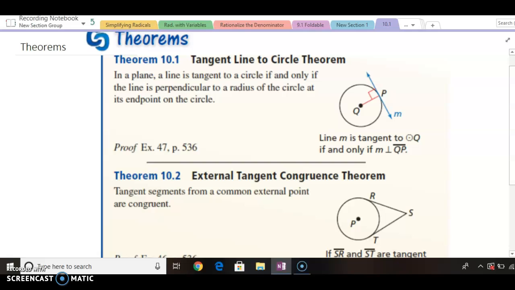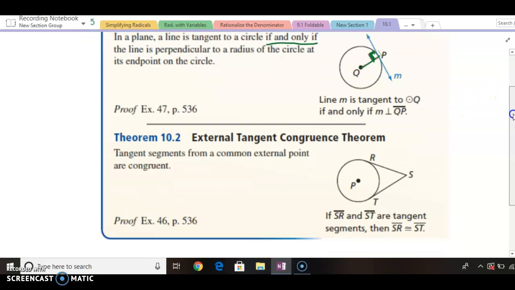All right, let's look at a couple theorems, do some examples, and then we'll be done with this section. Theorem 10.1, the tangent line to a circle theorem, tells us that in a plane, a line is tangent to the circle if and only if the line is perpendicular to the radius drawn to the point of tangency. We know this is tangent because of this right angle here. Coming from the radius to the point of tangency, it will cause a right angle if this is tangent. If this is not tangent, this will not be a right angle.